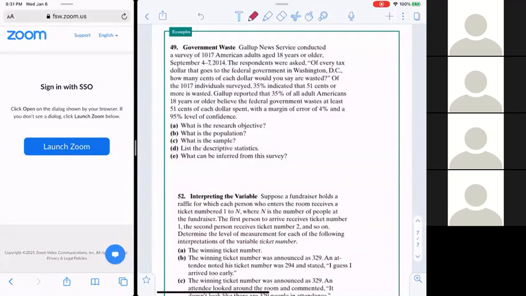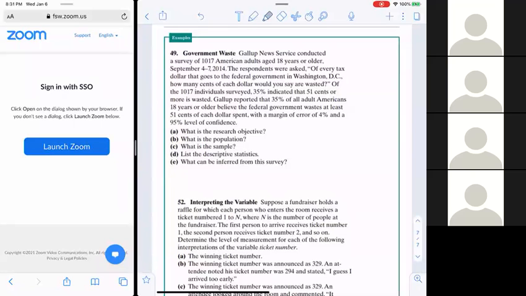Okay, so this is a problem that is talking about government waste, and they conducted a survey of 1,017 American adults aged 18 years or older. It's right there. The respondents were asked, of every tax dollar that goes to the federal government in Washington, D.C., how many cents of each dollar would you say are wasted? So that is the question of interest.